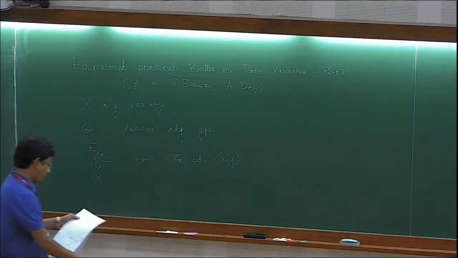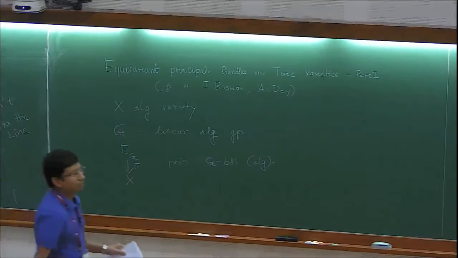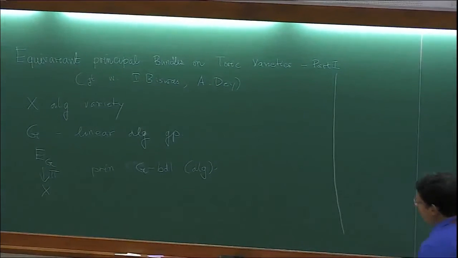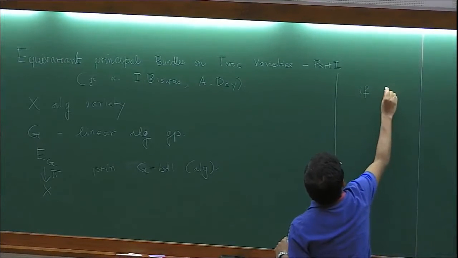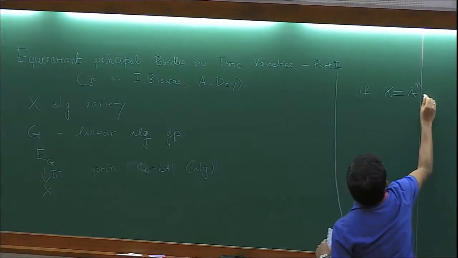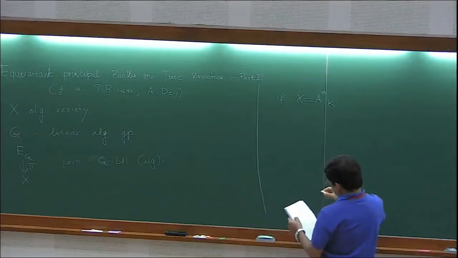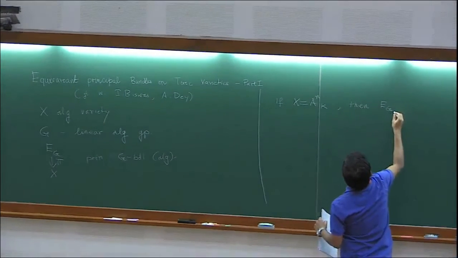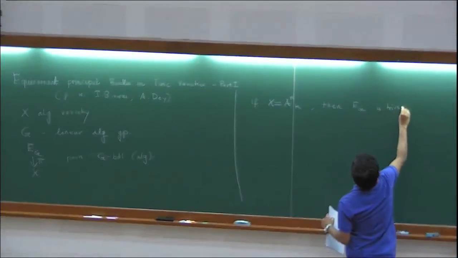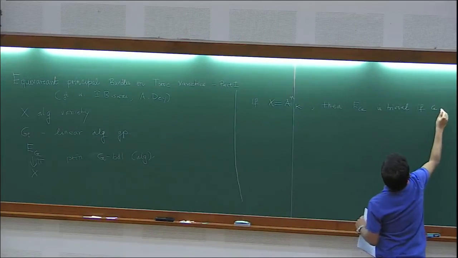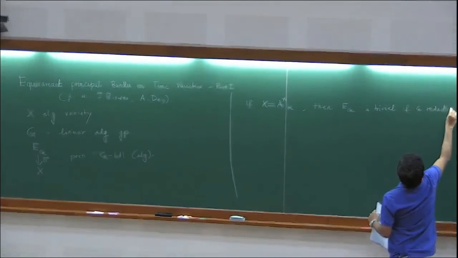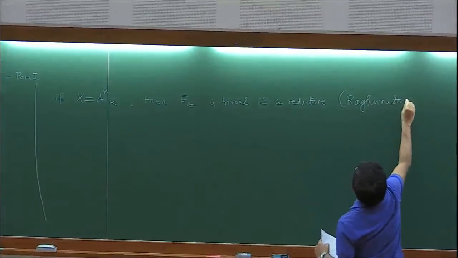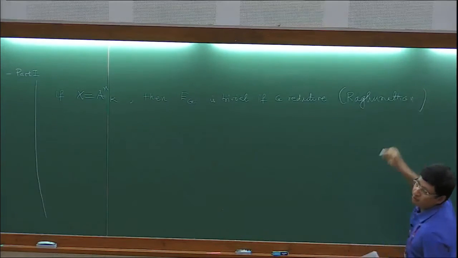Now I'll mention some local classification results that were known previously. If X is the affine space, then EG is trivial if G is reductive. That's a theorem of Raghunathan from the mid-70s.